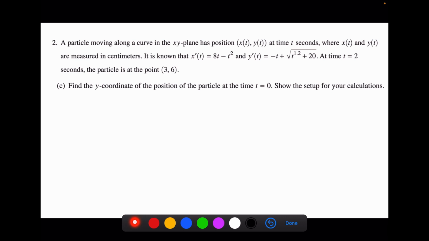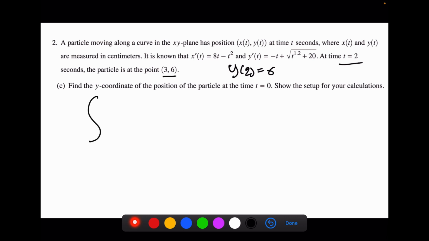Now for part C, we want to find the y-coordinate of the position of the particle at time t equals 0, and we want to show the setup for our calculation. All right, so at time t equals 0. We know the coordinate at time t equals 2, right? So y of 2 is equal to 6.